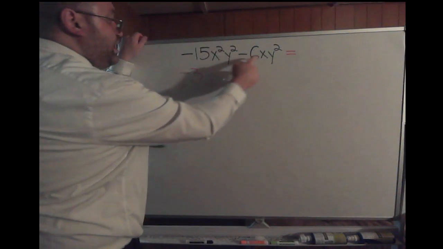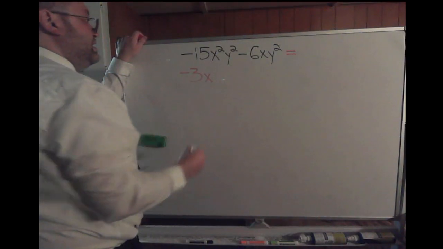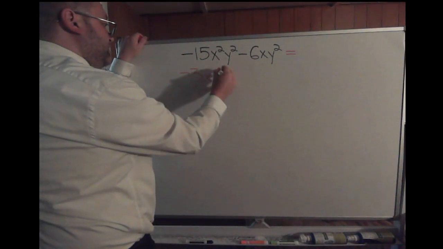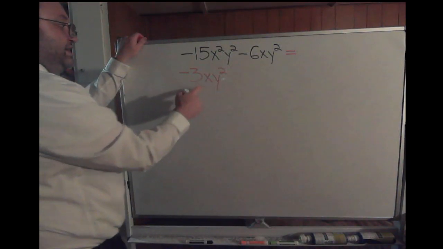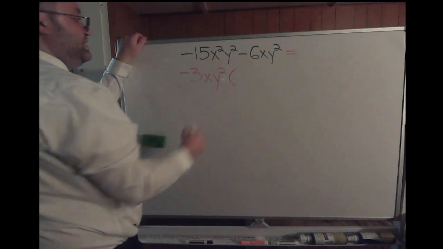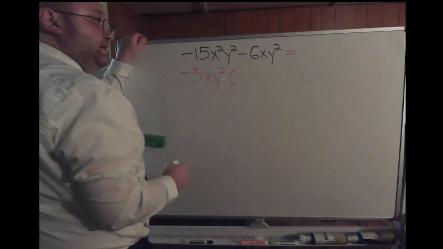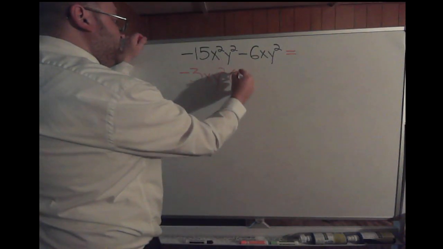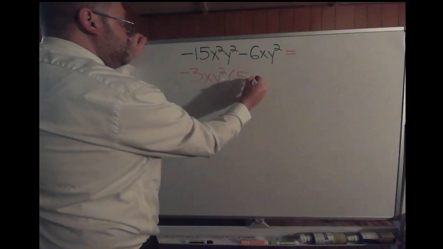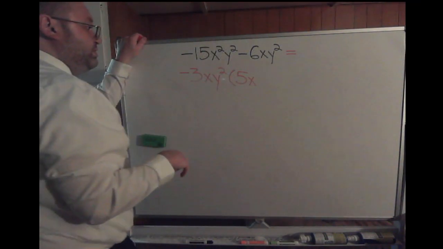Now between x squared and x, what's the greatest common factor? That'd just be x. And then you got y squared and y squared on both terms, so y squared would be a factor. So your greatest common factor is negative 3xy squared. You'll take that and times your parentheses. Now negative 3 times what equals negative 15? That'd be positive 5. And then x times what equals x squared? X. Y squared times what equals y squared? That'd just be 1. We don't got to write it.